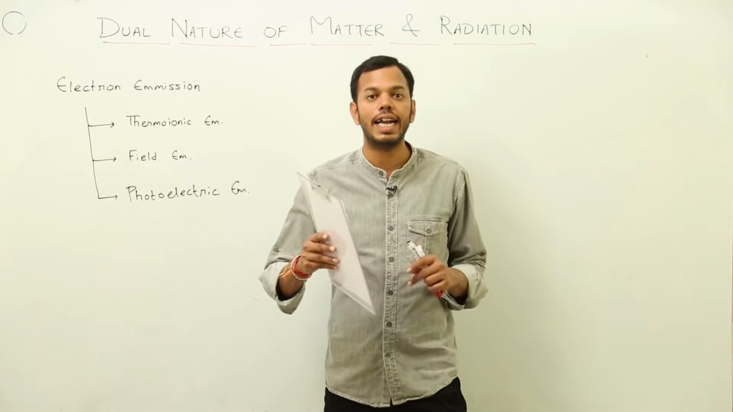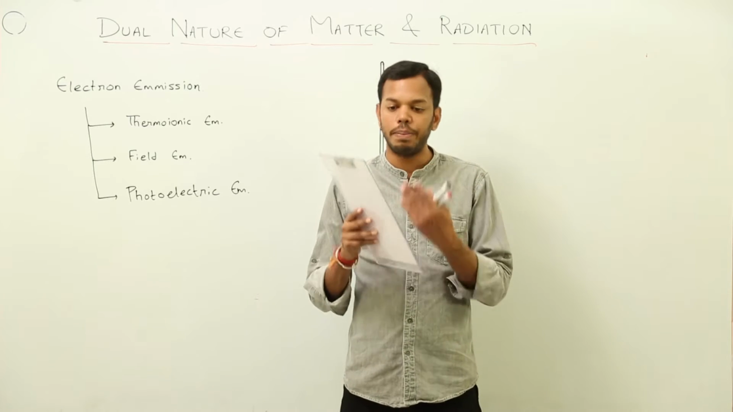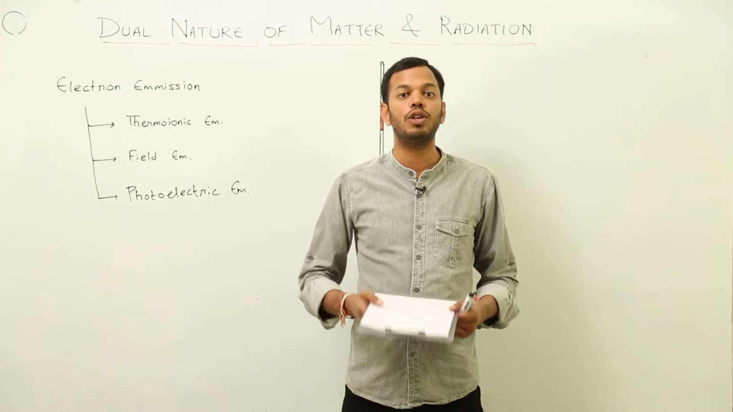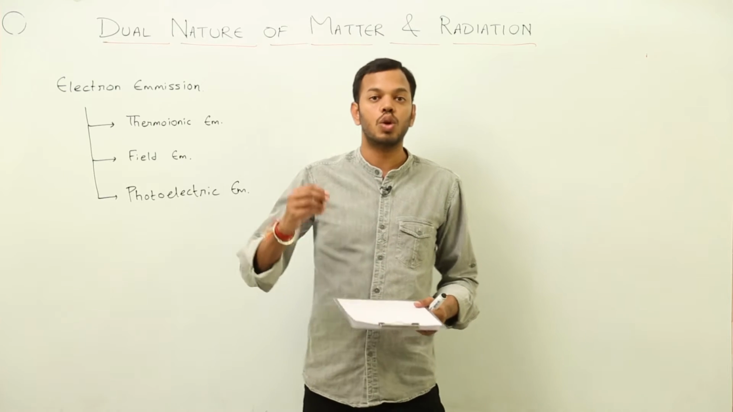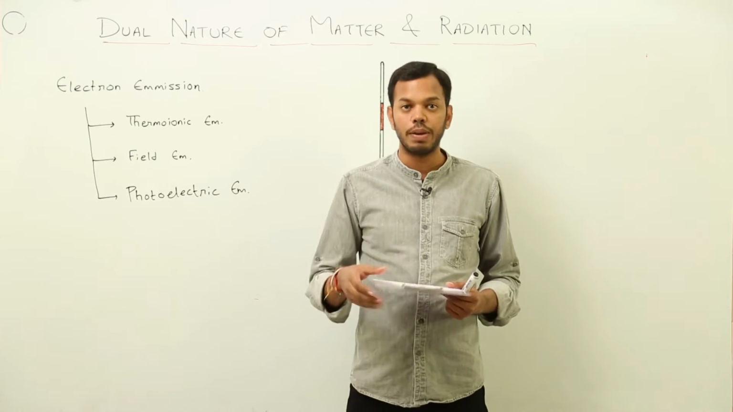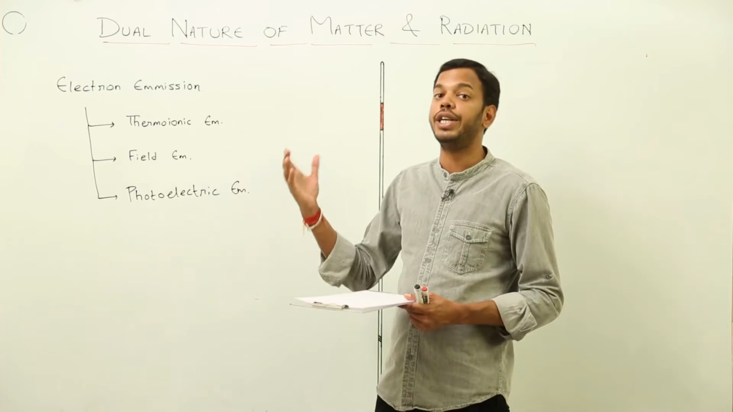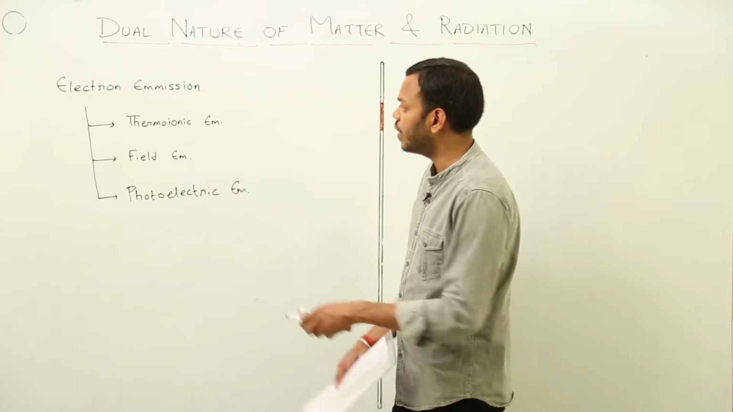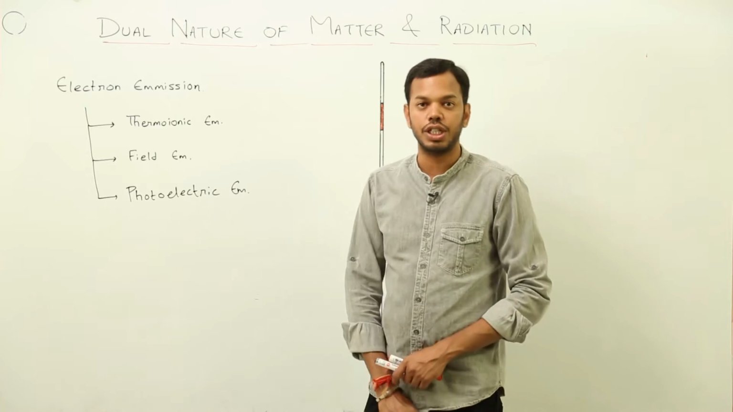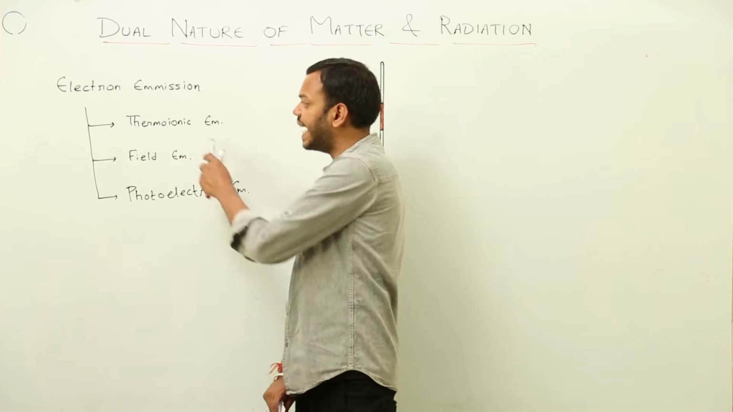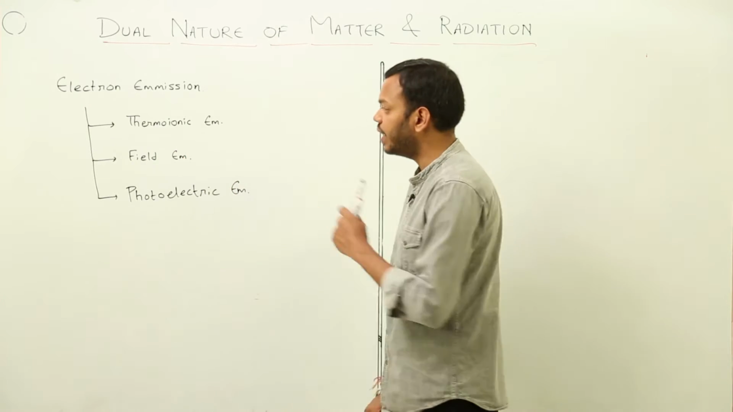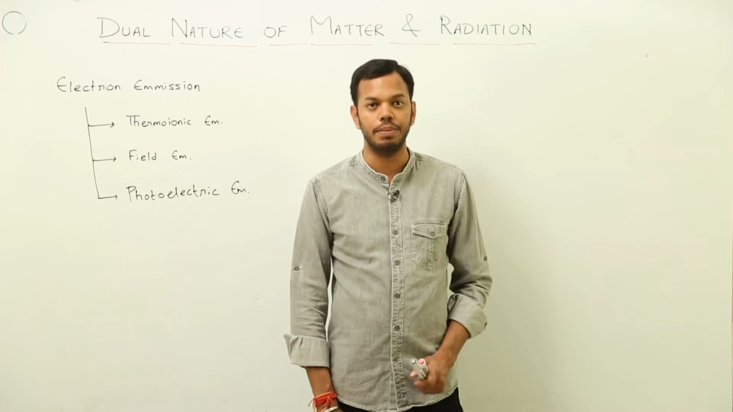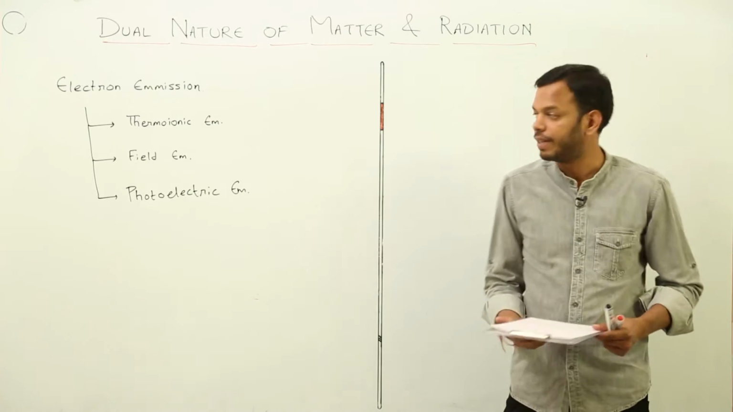Now this is for sure that electrons won't come out of the metal surface on their own, because they do not possess that kind of energy. So in order to get the electrons out of the metal surface, we have to induce some process which are listed here. The first one is thermionic emission. In some books you would often find it as thermionic emission. Second one is field emission, and third one is photoelectric emission. I'll explain them one by one.